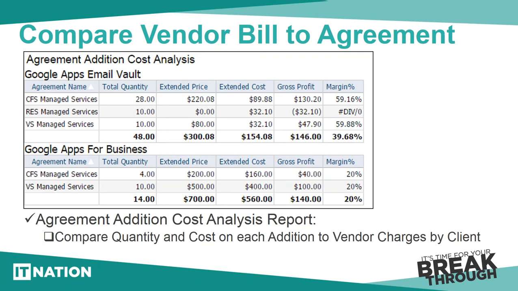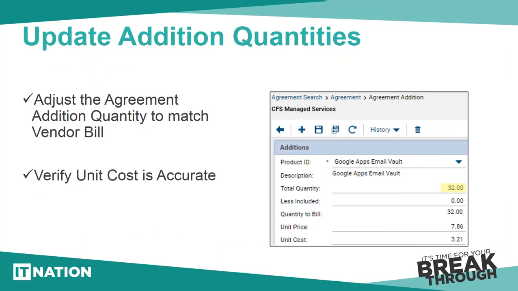So if a count changes in the Google Apps for Business, it's not an overall adjustment being made to the agreement. It's just going to be that one product count gets changed, and then therefore your profit margin is going to go up or down based on that. When you're updating the addition quantities, you want to adjust the agreement addition quantity to match the vendor bill and verify if the cost is accurate.